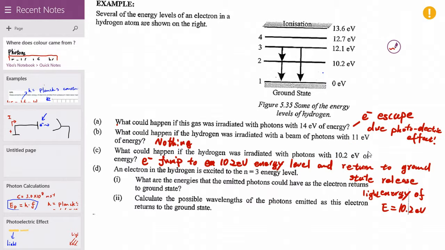Okay, so an electron in hydrogen is excited to n equal to 3. So somehow we have 12.1 electron volt photons striking the electrons. So the electron will jump up to here, then come back down. In this case, the electron has options. It can come back down straight from the third energy level to the ground state, or it can come from this energy level to the second state, then come back to the first one.